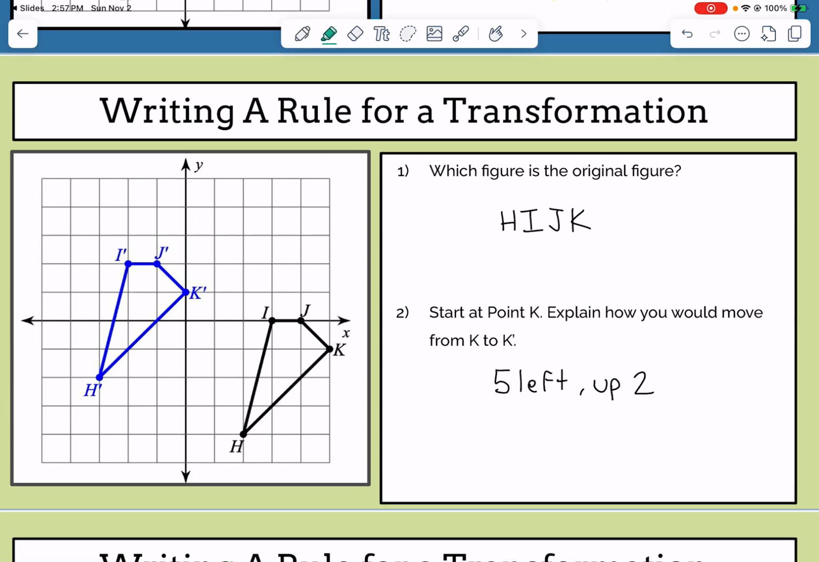So if you can't see that, just want to make sure everybody's getting the visual on this. Right, so we're going 5 left and up 2 to get from K to K prime.